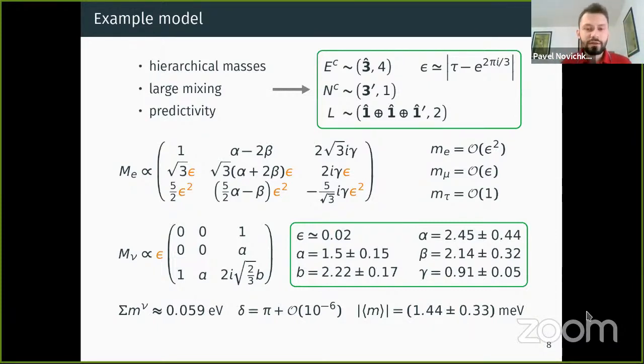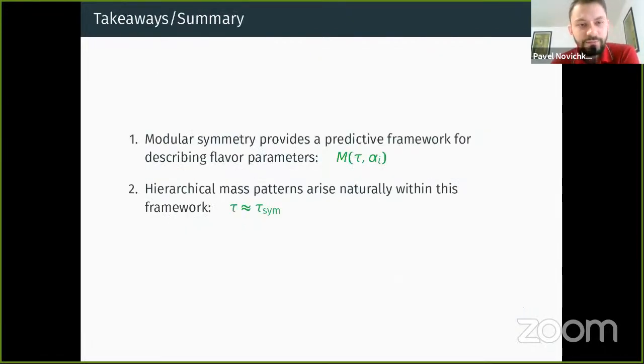But I'd like to stress that this model, of course, is not the key result here, because this is not the end of the story. One could imagine many generalizations, or one could try some other models as well. And the key point is that it turns out to be possible to explain the hierarchical masses naturally within this framework, which was not done before. And this leads me to my conclusions.